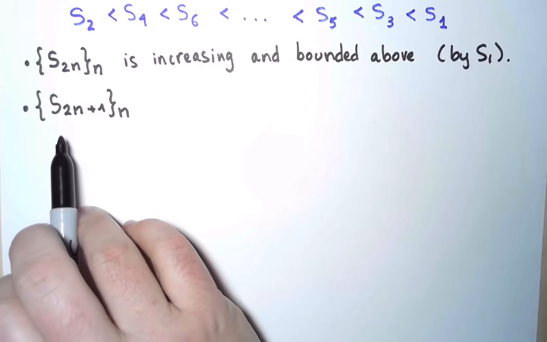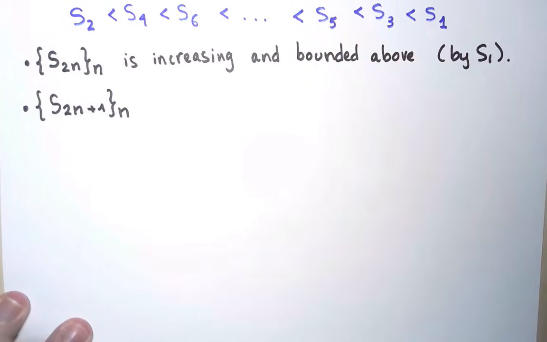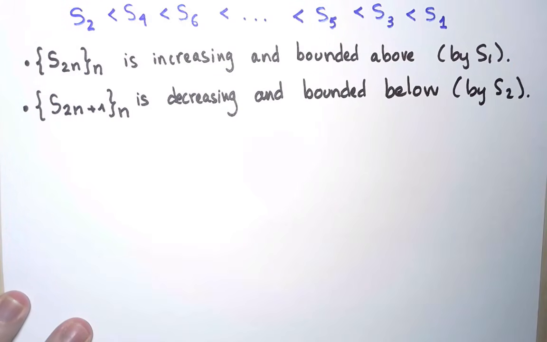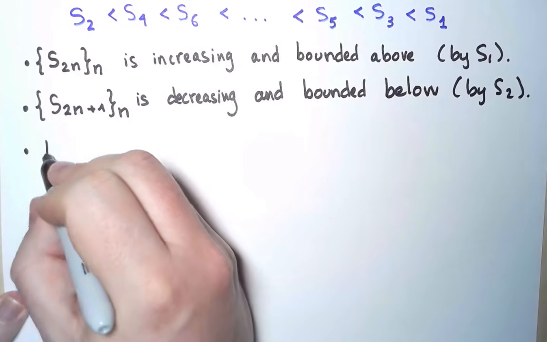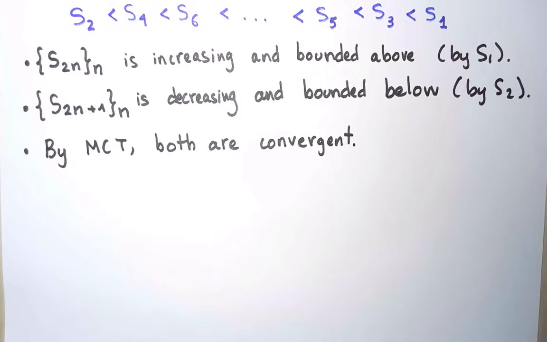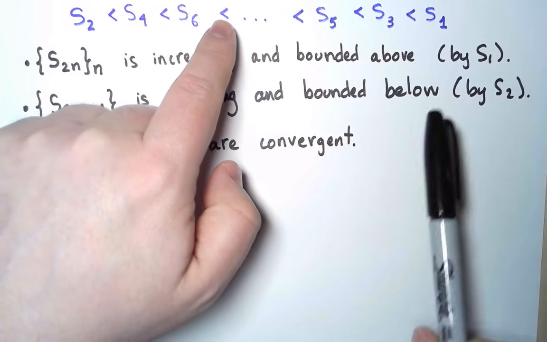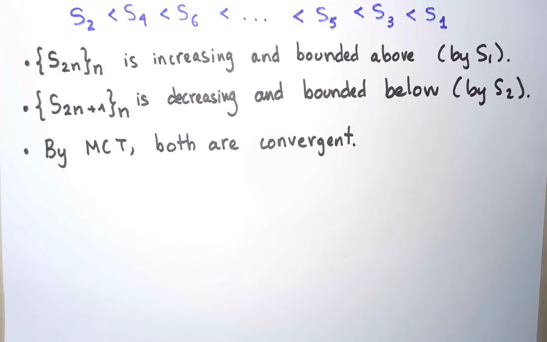But the very same thing applies to the sequence of odd partial sums. That one must be decreasing and is bounded below by S2. So by the monotone convergence theorem I conclude that both are convergent. However, I cannot stop here. This doesn't guarantee yet that the full sequence of partial sums is convergent, because the even terms may be having one limit and the odd terms having a different limit. I need to justify those two limits are going to be the same. So let me give names to those two limits.